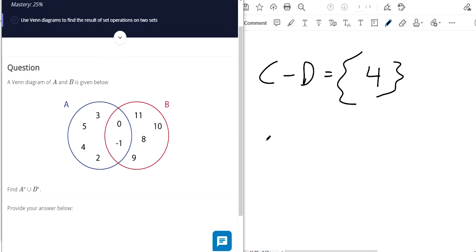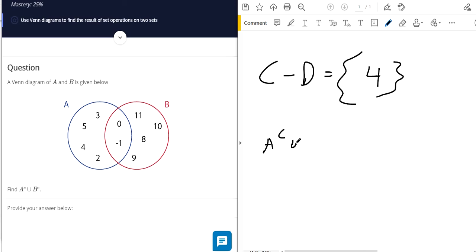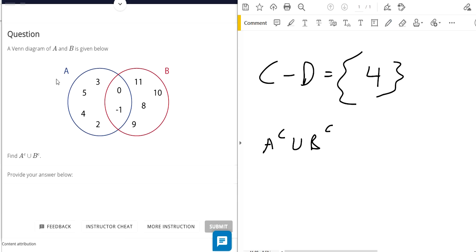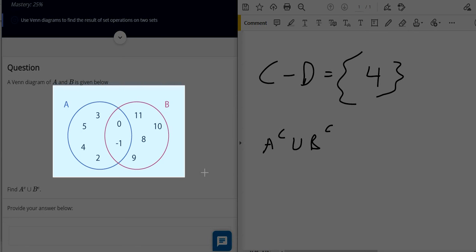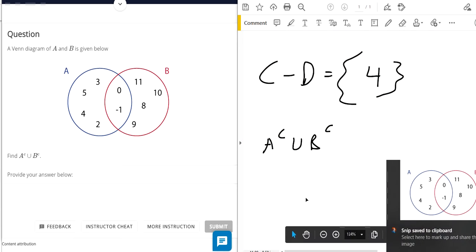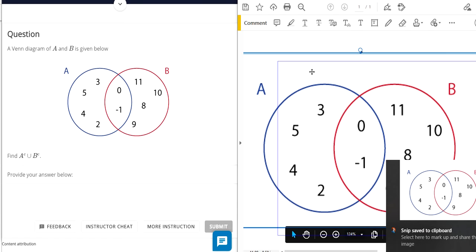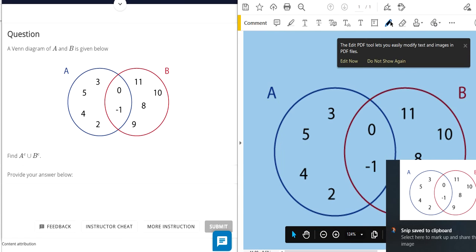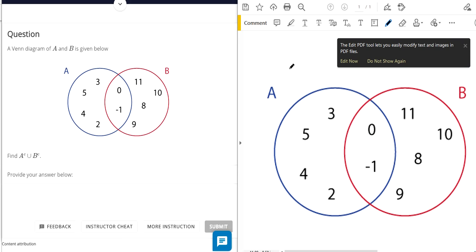Venn diagrams. So this is asking for A complement union B complement. So I can get that over so we can draw on it. Because I'm fancy like that. Alright, that's good. Here we're asked for A complement union B complement.